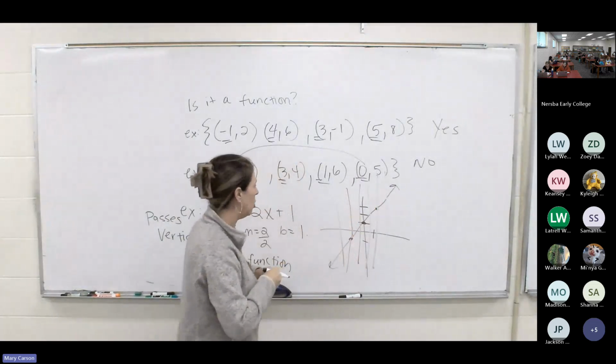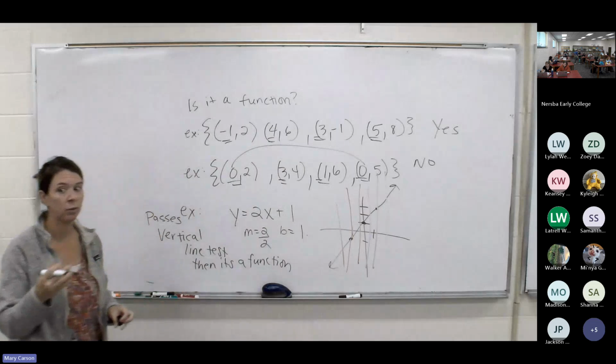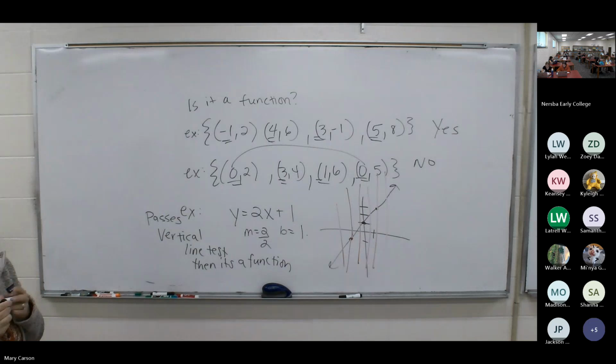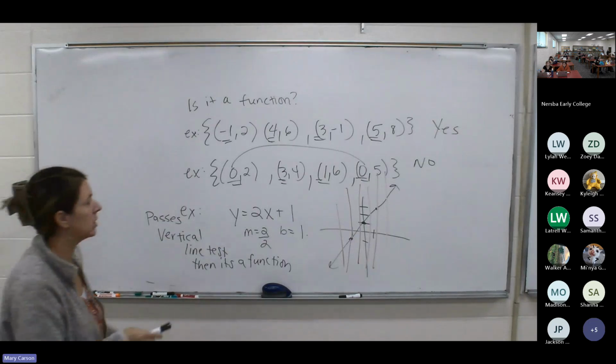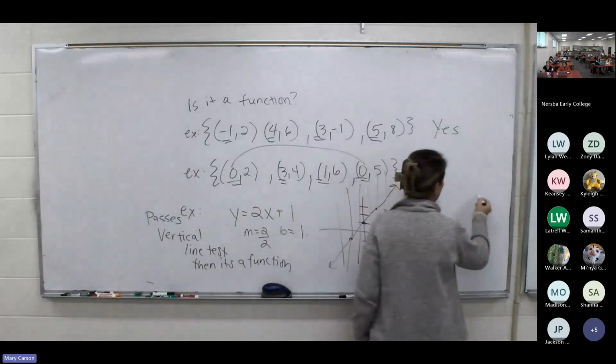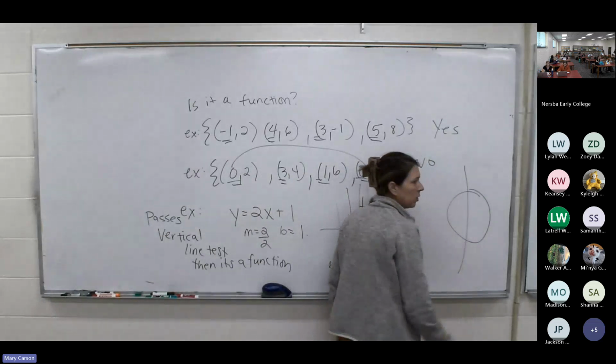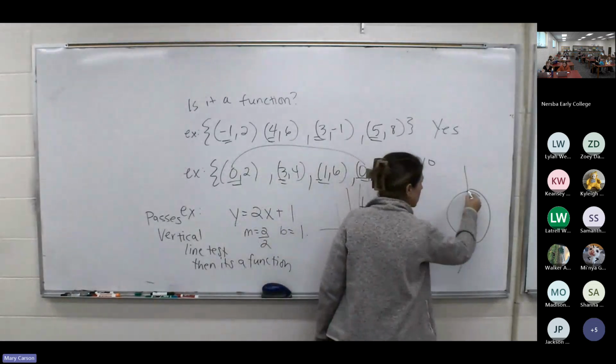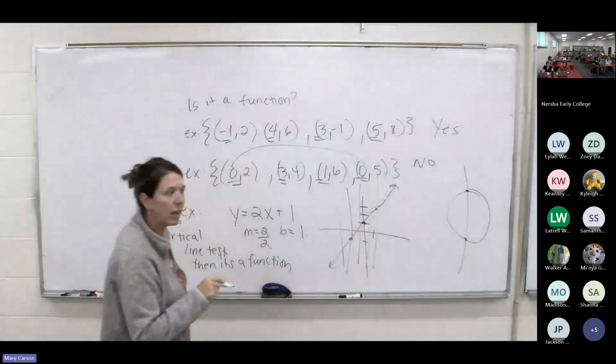Now, can anybody tell me something that we've covered recently that would not pass the vertical line test? Something we just talked about that would not pass the vertical line test, meaning it's not a function. Good, Phoenix, a circle, right? We just talked about circles. If I drew my vertical line, how many times is it going to touch? This one touches twice. Okay, so it doesn't pass the vertical line test.